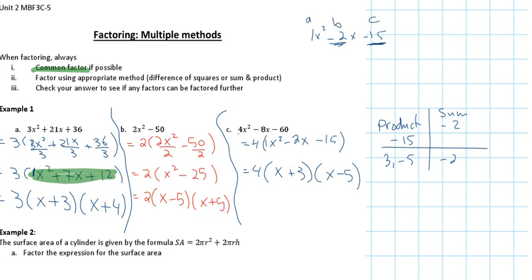So if B is negative and C is negative, then the large number is going to be negative and the small is going to be positive. And the reason for that, I have 3 times negative 5. 3 times negative 5 gives me negative 15. 3 plus negative 5 gives me negative 2. If I have it the other way around, positive 5 and negative 3, it's going to be plus 2, which is not the same. But if you follow this, it will tell you exactly which number is positive and which is negative.